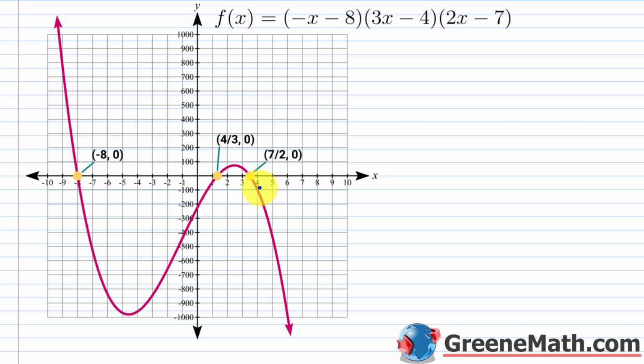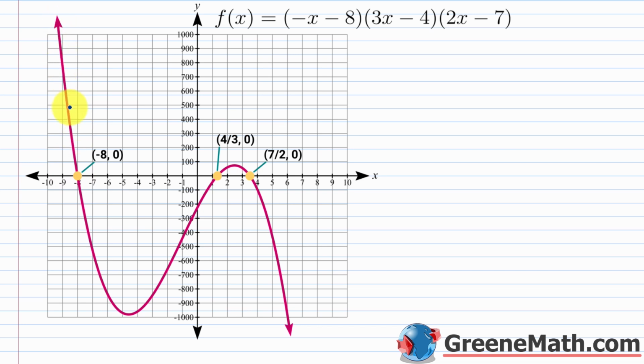So why do we want the x-intercepts? What's the purpose of that? Again, these x values, the negative 8, the 4/3, and the 7/2, are critical values. Those can be used to split the number line up into intervals where we can test. We know that the graph of a polynomial function is continuous. So if I look at this interval, for anything where the x value is less than negative 8, you can see that it's always above the x-axis.